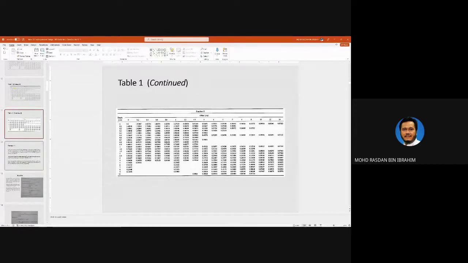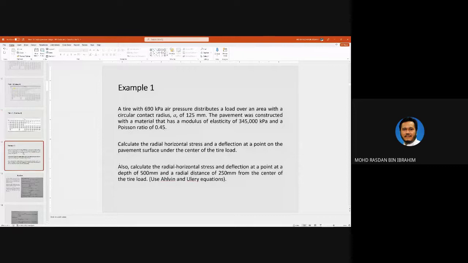Okay. So let's look at an example. A tire has a pressure of 690 kPa, contact radius 125 millimeters, modulus of elasticity 345,000 kPa, and the Poisson ratio of that mix is 0.45. This question requires us to calculate two things. The first is the radial horizontal stress and deflection at a point on the pavement surface directly under the center of the tire load. Okay, what it means is that it does not have an R value. It only has a Z value. R is 0.